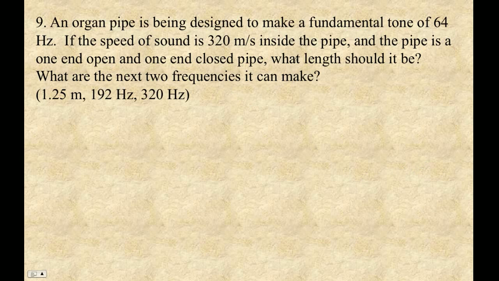An organ pipe is used to make a fundamental tone of 64 hertz. That's a low note. The speed of sound is 320 meters per second inside the pipe, so it's maybe a little slower because it's confined, or maybe it's cold or something. If the pipe is one end open, one end closed, what length should it be?